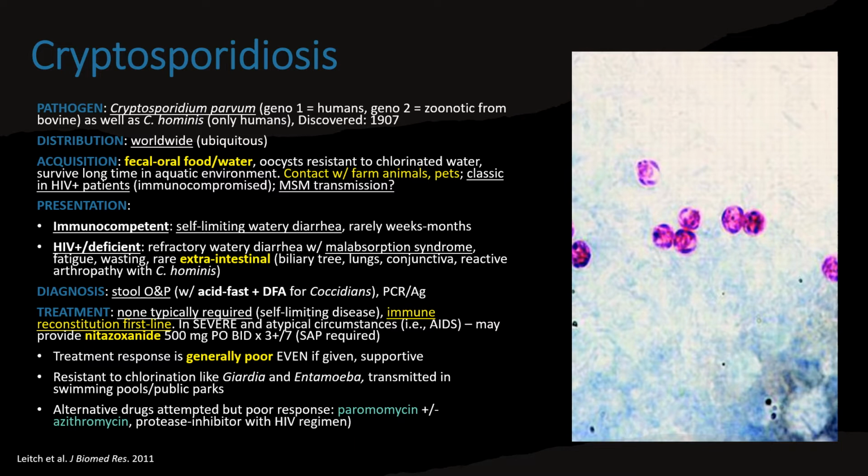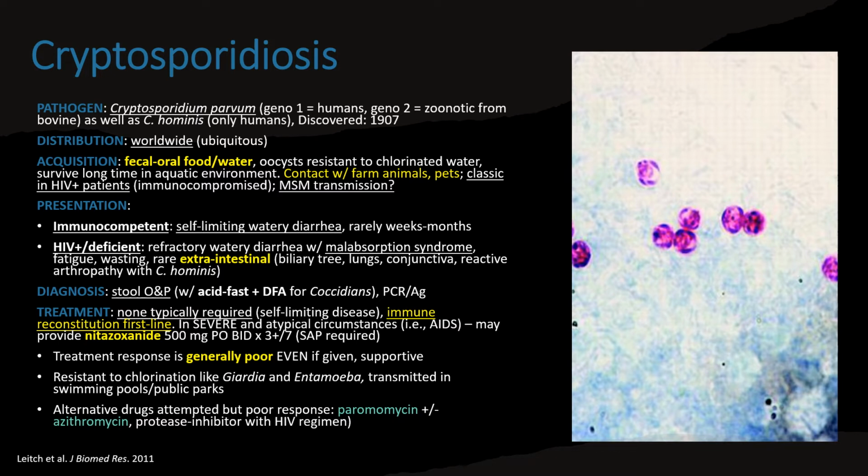Rarely, dissemination occurs and might involve the biliary tree most commonly, followed by the lungs, conjunctiva less commonly, and a rare syndrome involving a reactive arthropathy with Cryptosporidium hominis, which is a human-only pathogen. To recognize this, think of an immunocompromised host with exposure to contaminated well water or supplies close to farm animals.